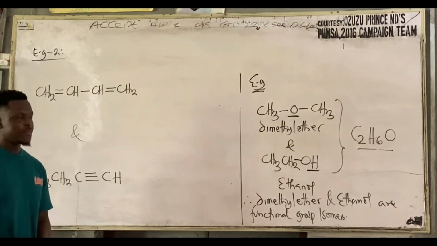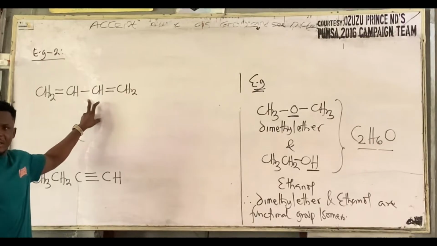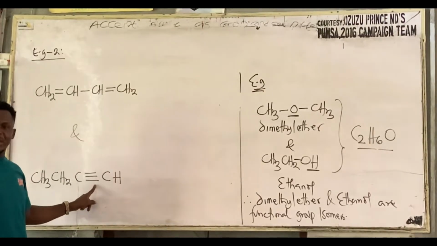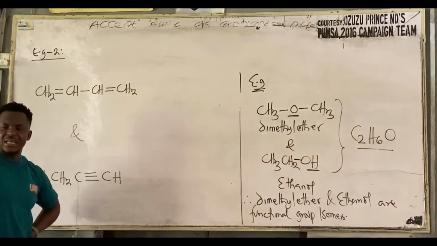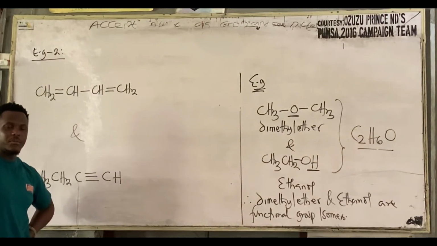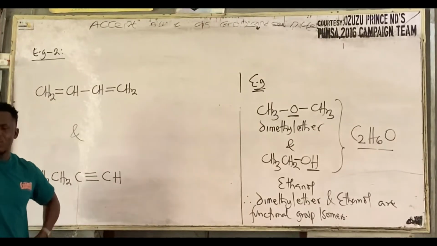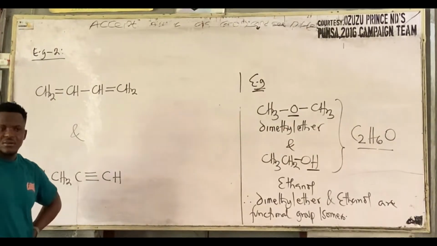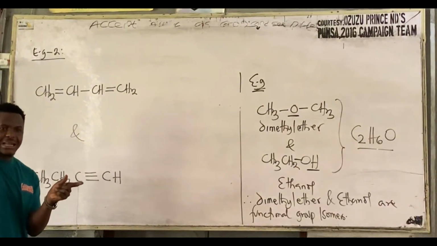Let's go. Which type of functional group is present in this first compound? Diene, right? Which type is present here? Sometimes they can just ask you in the exam: which type of isomerism is exhibited by a diene and an alkyne? What's the answer? Which type of isomerism is exhibited by a diene and an alkyne?